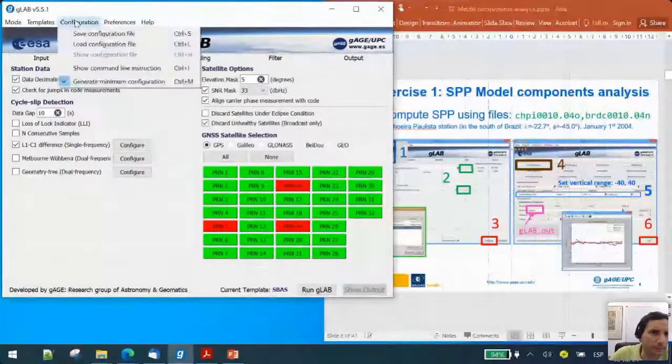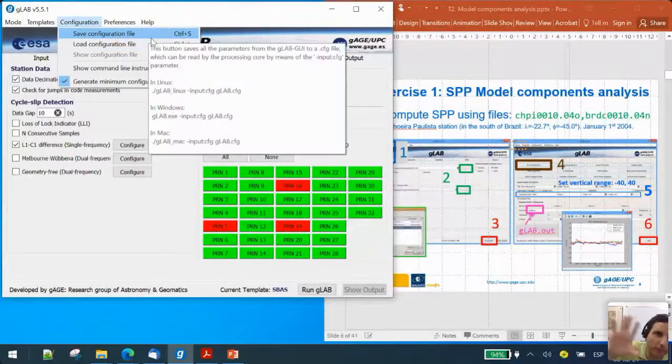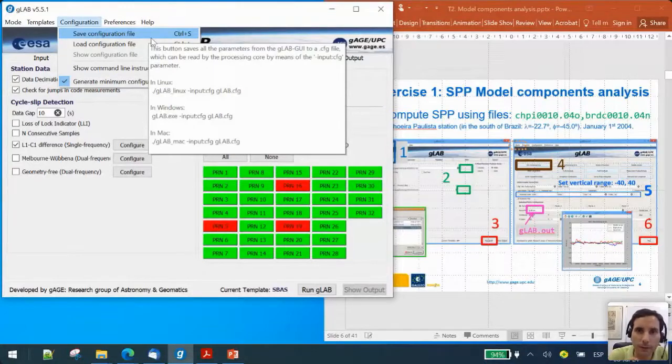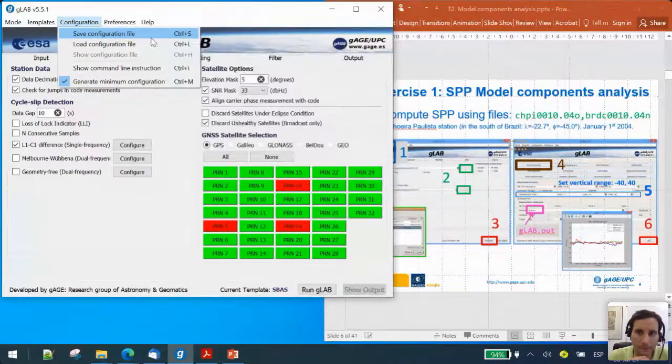Of course, you can save and load at any point. You can load these options or save these options to a text file. So if you need to interrupt your session, or you need to finalize and do something else, you can always save the options that you are working with in a text file.